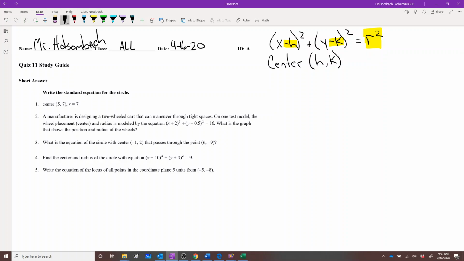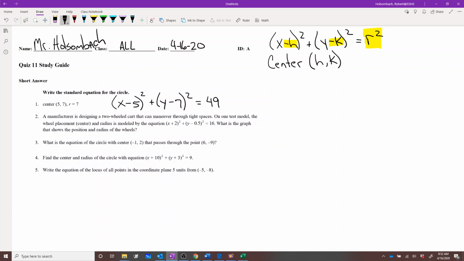And what we've got here is, write the standard equation for the circle. If our center is at (5, 7) and our radius is 7, then our equation is x, and the opposite of the x value at the center, which would be minus 5, squared, plus y, opposite of the y value at the center, so minus 7, squared, equals the radius squared. So the radius squared would be 49. So there's your equation of the circle.